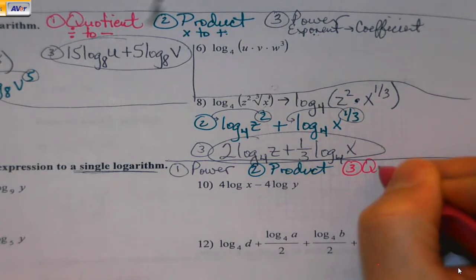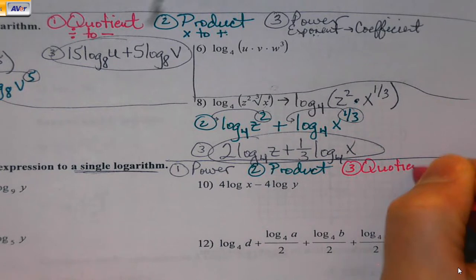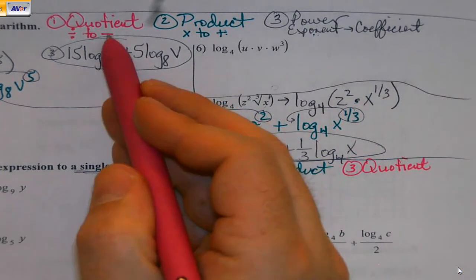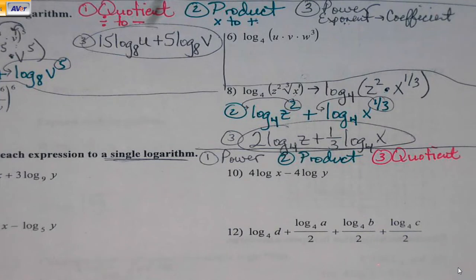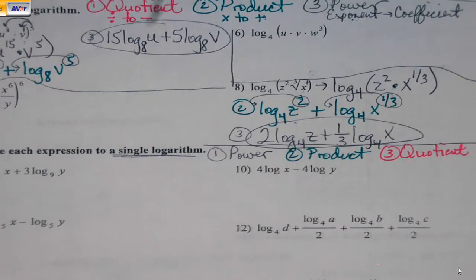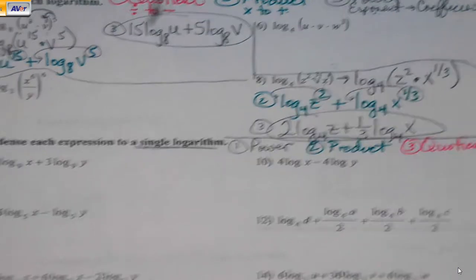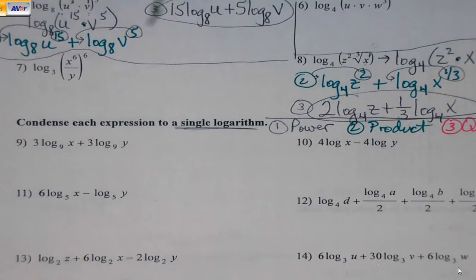And then quotient will be last. Minus will become divide. So everything's the same. It's just we're doing it in the opposite order. So we'll do a couple of these. So let's see here. Can I keep that in? Okay, quotient's going to get cut off here for a minute, but we'll come back.